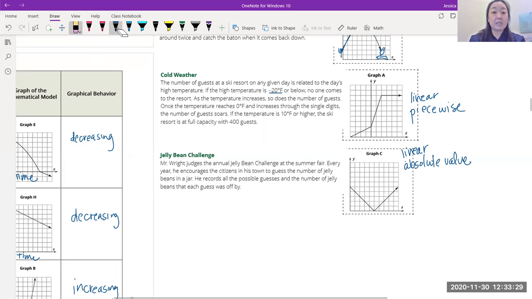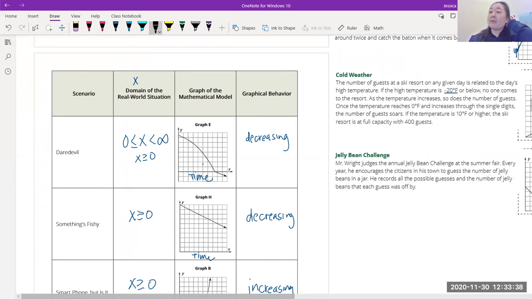Can you have a piecewise that looks like an absolute value? Absolutely. But for now, we're just going to know that to just be absolute value. We're not going to think too hard about that. All right, we talked about domains, and it says the domain of the real world situation. There were some things that we did not know, and the graphical behavior.